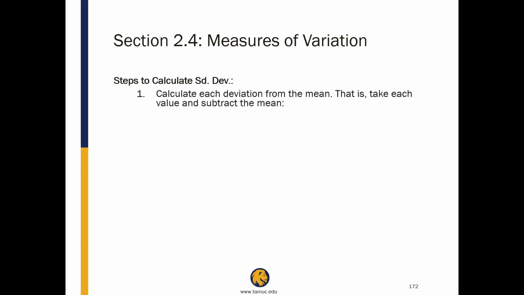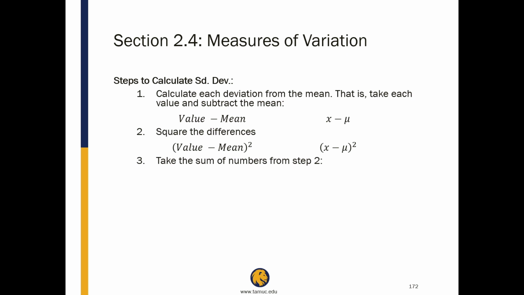The first part of the formula has us calculate each deviation from the mean. That is, we're going to take each value that we have in the data set and subtract the mean away from it, which is the formula part that says x minus mu. Step 2 is we're going to square the differences. In other words, square the numbers that we get after doing the subtraction. So we take the value minus the mean raised to the second power.